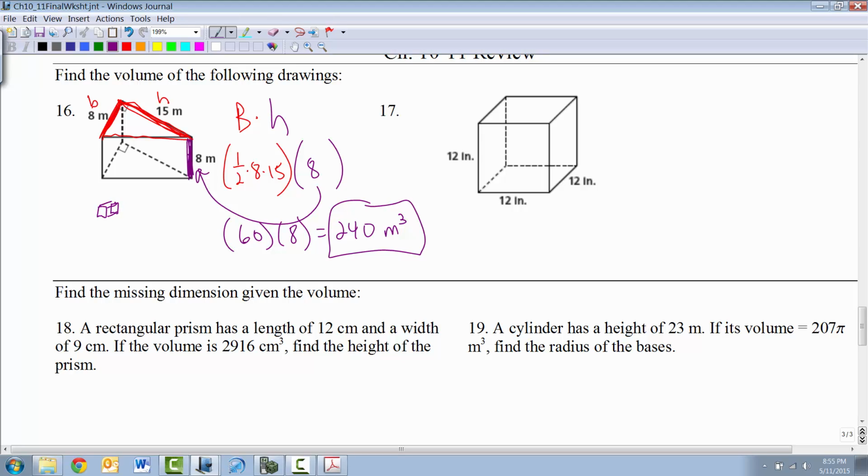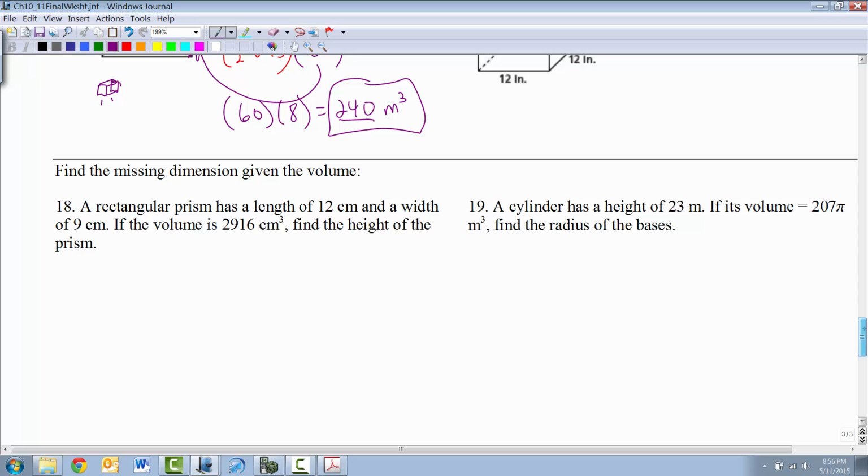Is that a cube? I don't even know. Okay, I tried my best. All right, pretend that's a cube. Pretend that's a 1 by 1 by 1 cube. There's 240 of those in there. That's what that means. All right, let's move on.